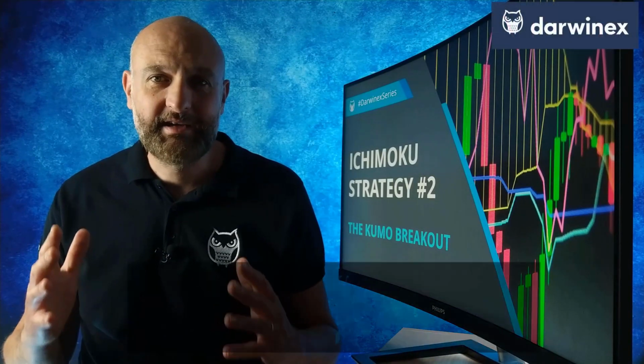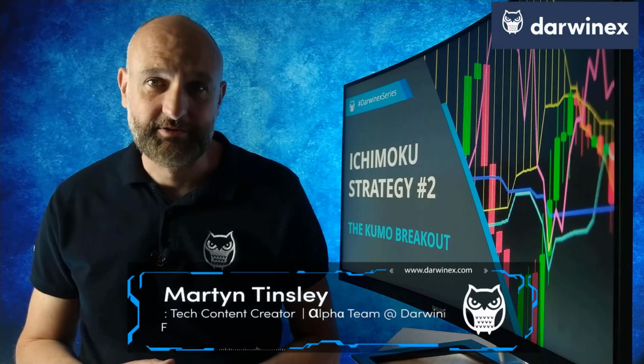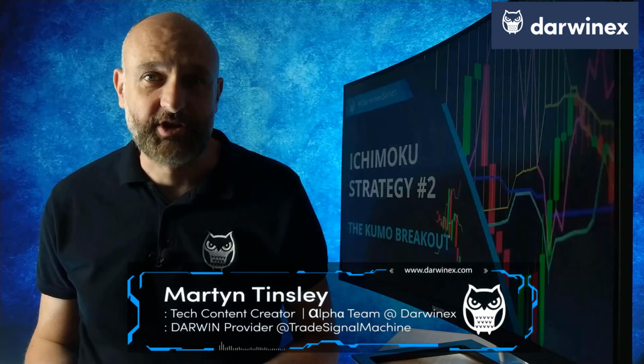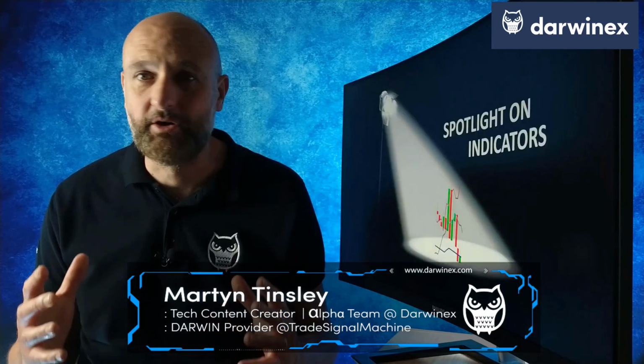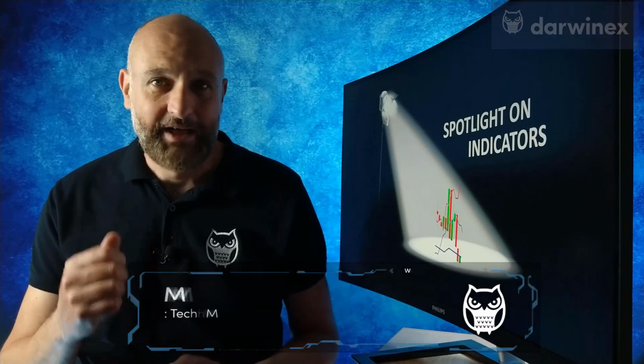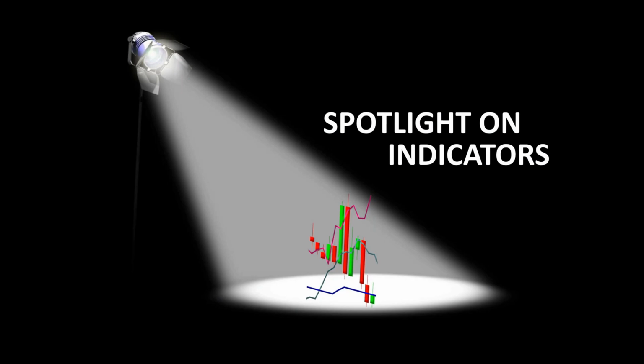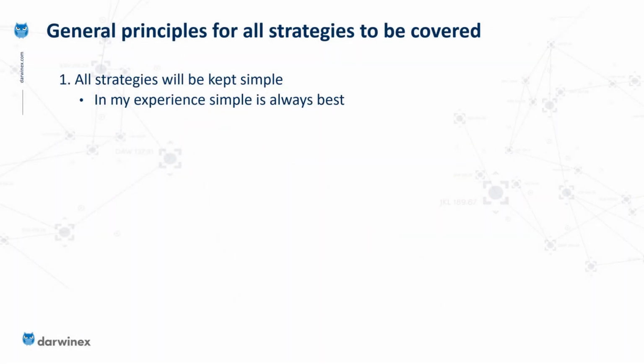Following the Tenkan-Kijun cross strategy that I looked at last time, today I focus on a different strategy as part of this Spotlight on Indicators series, and this is called the Kumo Breakout. Let's take a look. First, a quick reminder of some of the general principles that I'll be using as I go through these strategies.